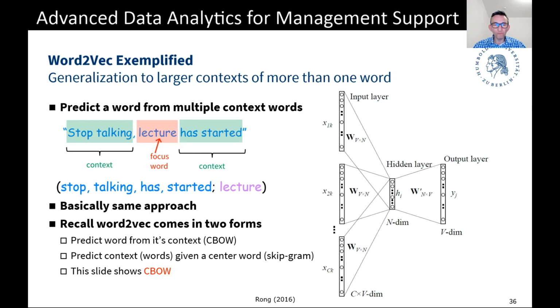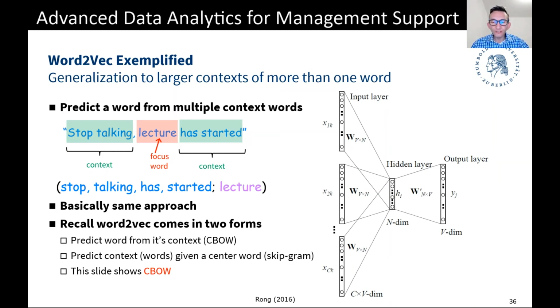We keep our sentence, stop talking, lecture has started. And let's say lecture is our target word. And now we have a context window of two words to the left and two words to the right. Then our input data would have the form of stop and talking and has and started, and the output would still be lecture. This flavor of Word2Vec is more intuitive in my opinion, and that is the CBOW approach, the continuous bag of words.